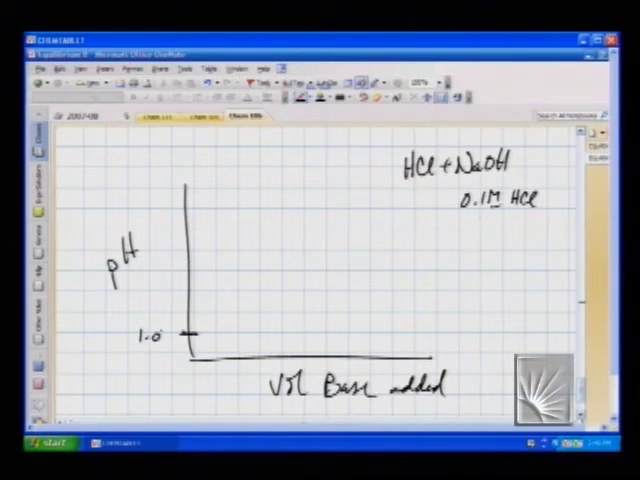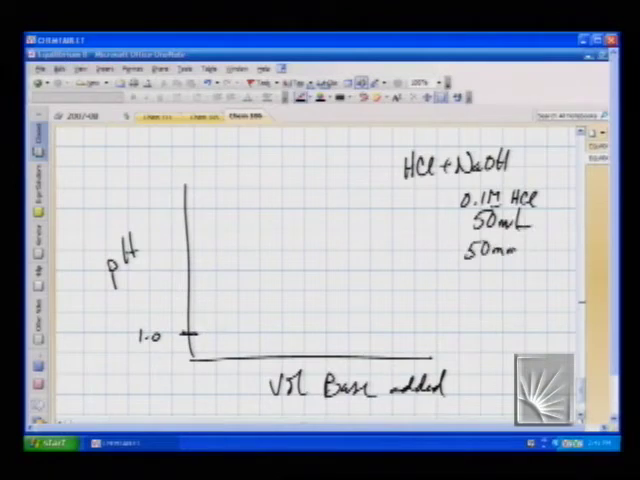I've got 50 milliliters of it here, and I take 1/10 molar sodium hydroxide and add it to it. First of all, how much sodium hydroxide do I have to add to completely neutralize all of the HCl? If I start with 50 milliliters of 0.1 molar HCl, how much 0.1 molar sodium hydroxide do I have to add to completely neutralize it? 50 milliliters.